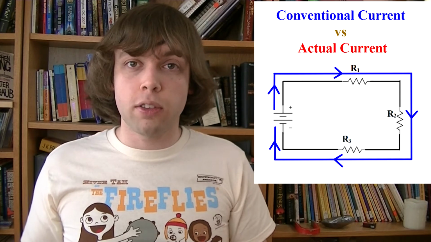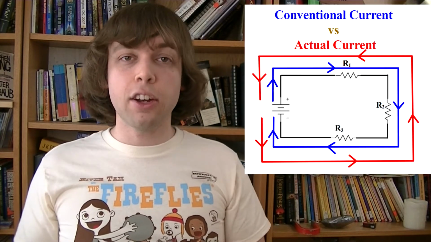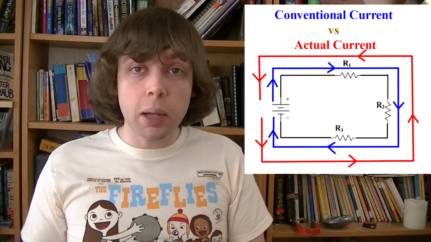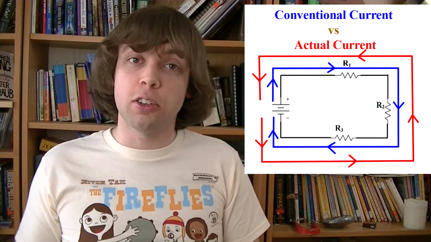Positive charges don't move around the circuit at all. It's negative charges, electrons, that do the moving. The electrons move the opposite way. But for old time's sake, for historical reasons, we pretend that it's positive charges moving around the circuit. I guess people are just too lazy to change it. Or too uncoordinated. Probably both.